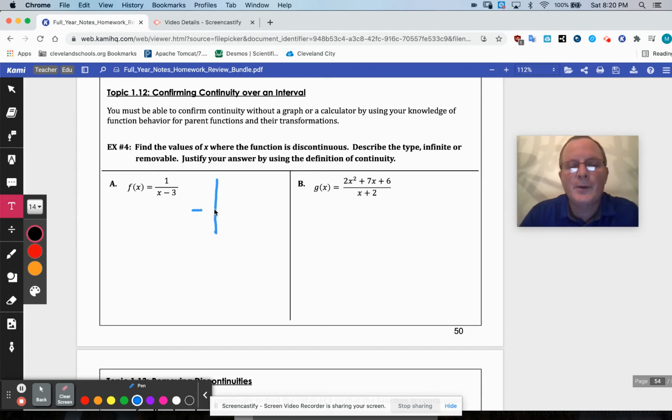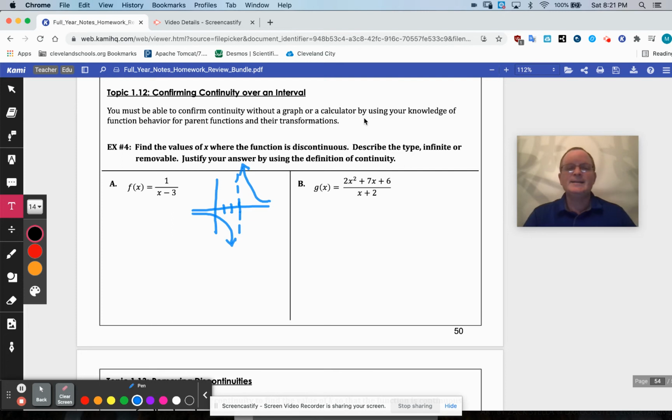On this particular one, acting like I do not have a graphing calculator, we know something is going on at x equals 3. What's happening here is we have an asymptote. As I approach 3 from the right with very small numbers, it's going to go to infinity. And as I approach from the left, like 2.9999, that'd be negative when you subtract, and it'll go like that.